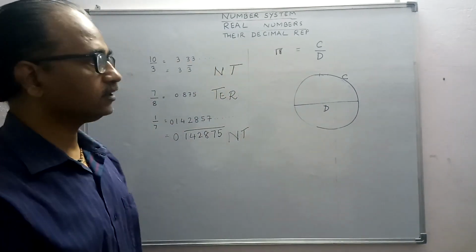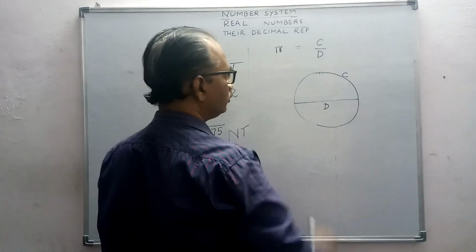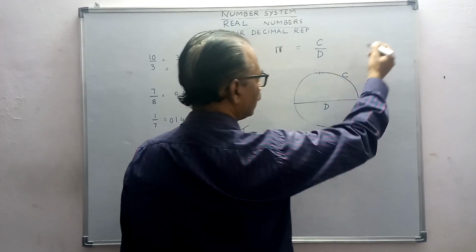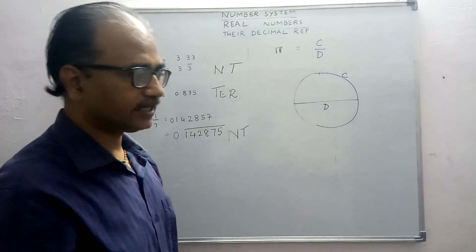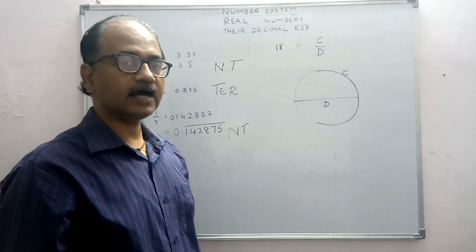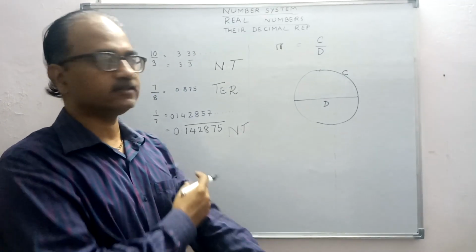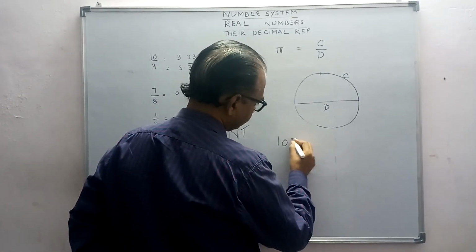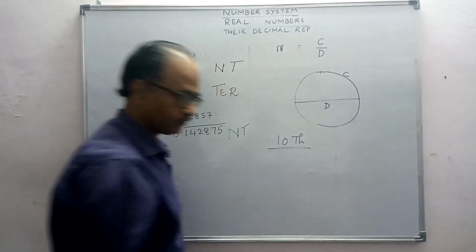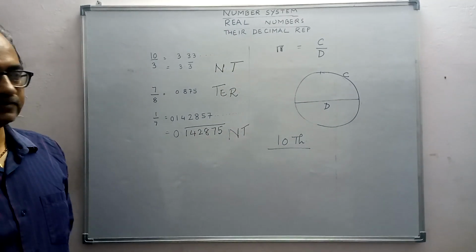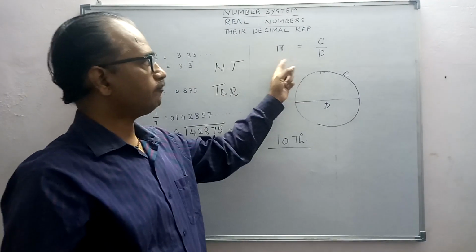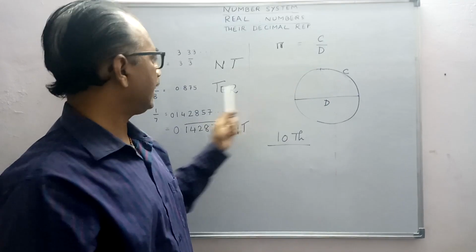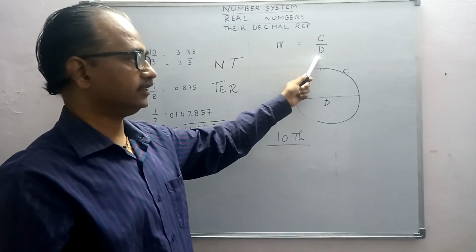When the circumference of a circle is divided by the diameter and the value is calculated up to large limits by supercomputers, it was found that even after doing this calculation up to 10,000 decimal places, the value of pi, that is circumference upon diameter, was not coming to an end. It doesn't come to an end.